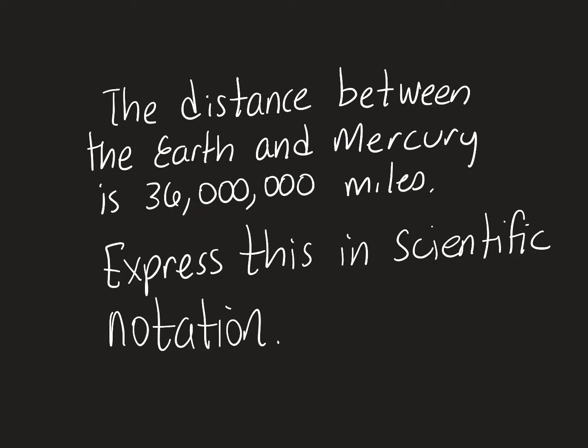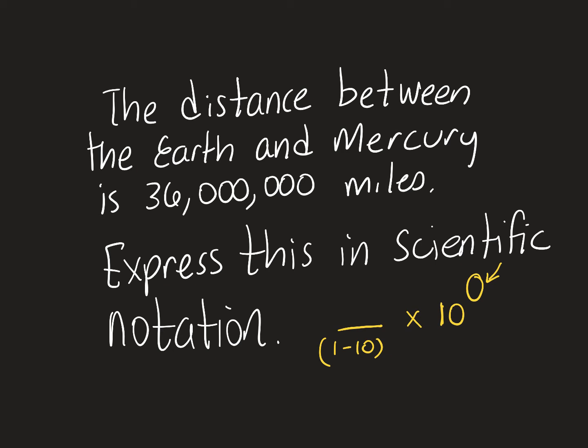Here we have the distance between the Earth and Mercury, which is 36 million miles. So we have a lot of zeros to contend with. We want to express this in scientific notation. In scientific notation, we have a number in the front that is between 1 and 10, times a base 10 to a certain power. If it is a big number, greater than 0, this will be a positive power up high. And if it is a tiny number, then it would be a negative.